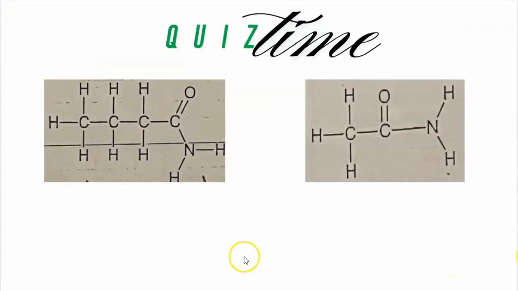Try these two. So we don't need numbers because they're at the end of the chain. So this is going to be butanoic acid, changes to butanamide. And ethanoic acid changes to ethanamide.